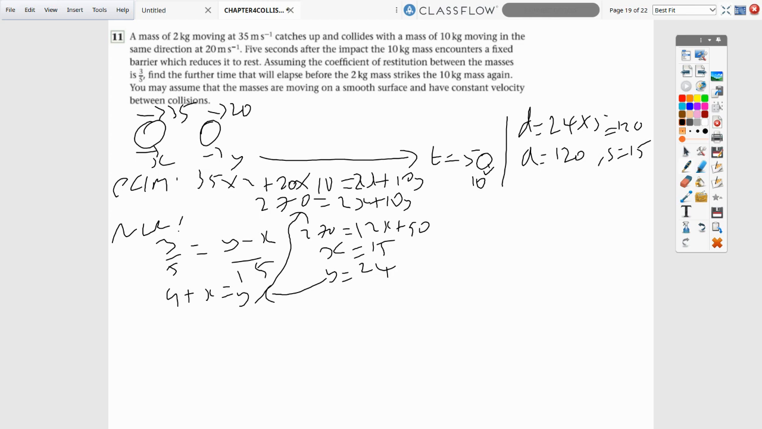So, literally all I need to do is 120 divided by 15, which is 8 seconds. So, if it was 5 seconds before, then 3 seconds after, B hits the wall. Okay, that's that question. I did it pretty quickly, because I'm sort of concerned about time.